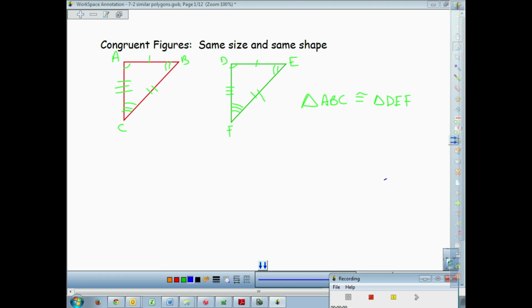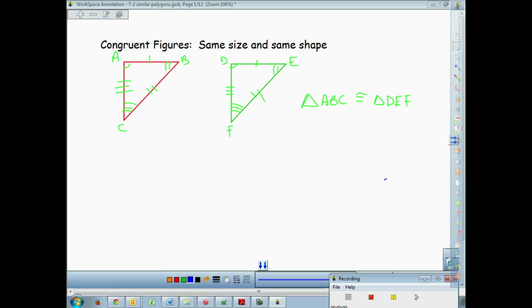All right, today we'll talk about similar polygons, but before we do that, let's refresh our memory on what we did a couple chapters ago with congruent figures. Doesn't that mean that they're the same size, same shape, right? Congruent to each other? Well, today is similar.